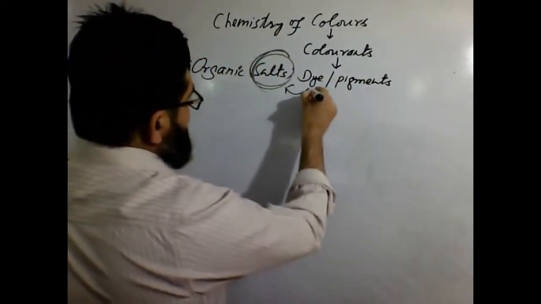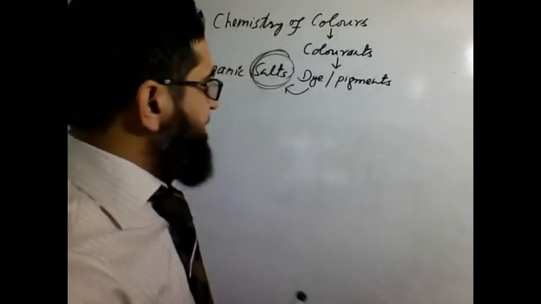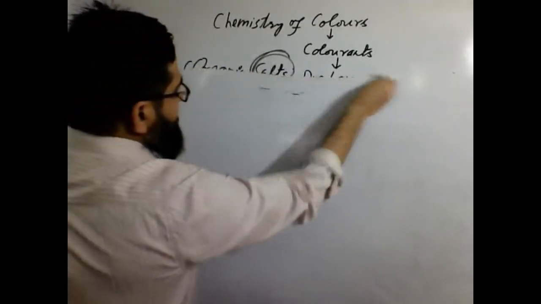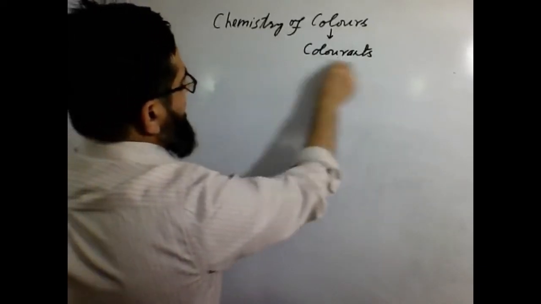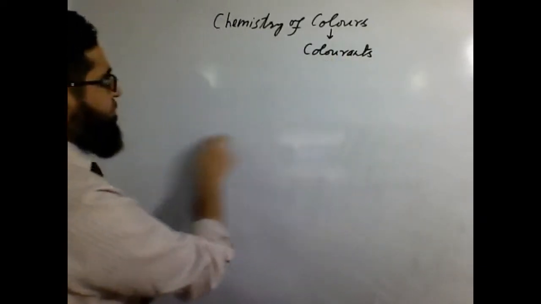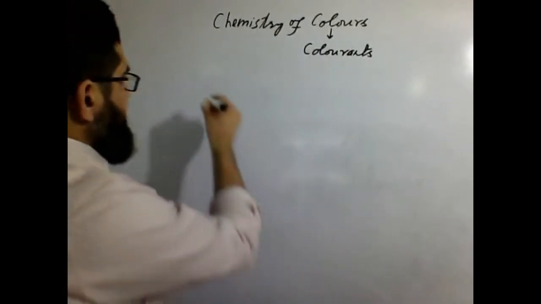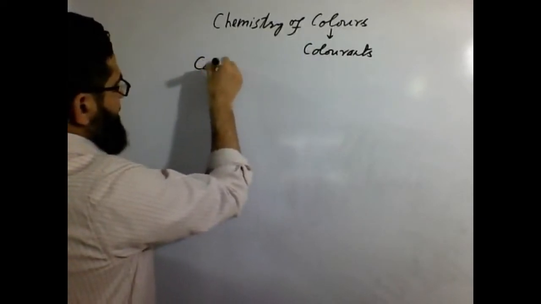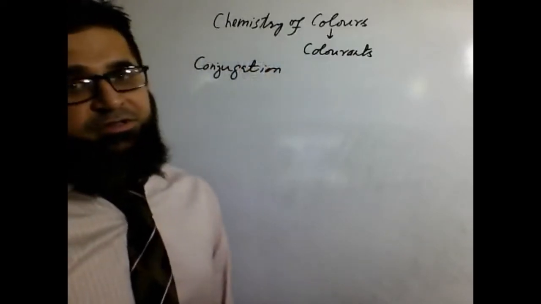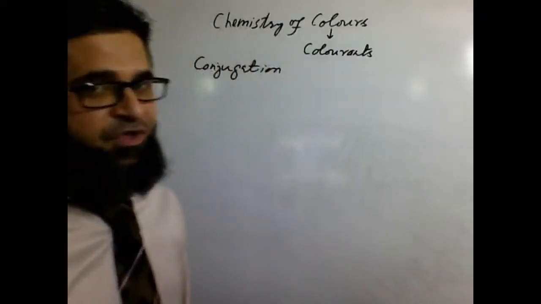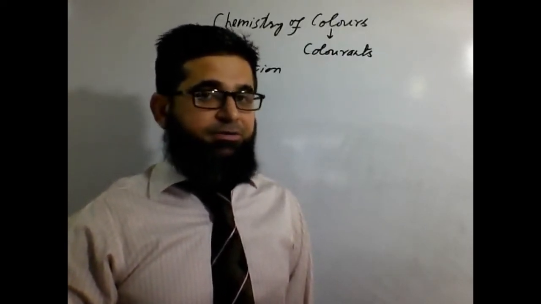How the dyes are produced, that's going to be our today's topic. In order to produce the dyes, I've given you a very simple clue: the molecule should carry conjugation. The molecule which is supposed to act as a dye at the final stage is supposed to carry the conjugation. How conjugation is introduced in different molecules so that they become colorants.